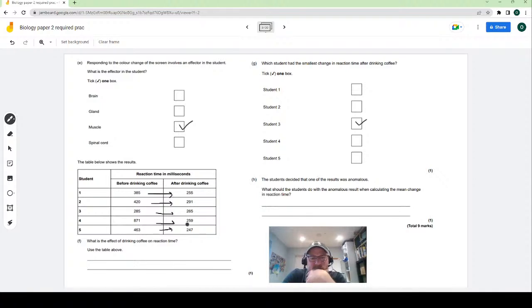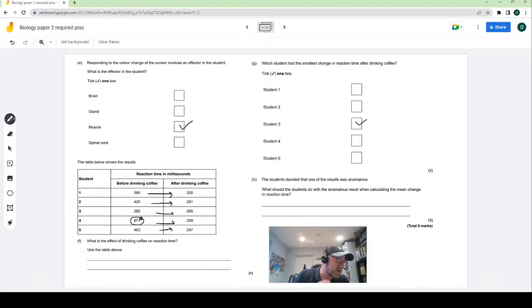Student 4 went from 871. Yeah, they were like 3 times faster afterwards. Everyone else was like under 2 times faster. It's difficult to say whether it's 4 or whether it's 3. There's not really been any change in the results in 3. Yeah. I don't like 3 and I don't like 4. 4 is like a serious big change in results. But you're right, before drinking coffee, their reaction time looks a little bit slow. Probably a mistake on that one. When you get an odd result, whether it's 3 or 4, we'll find out in a second when we hit the answers.